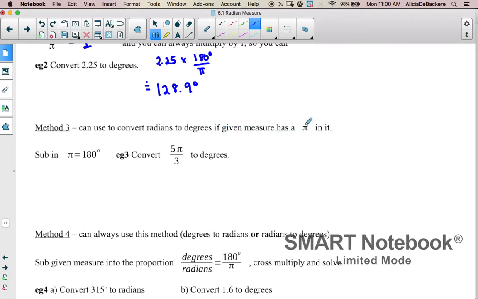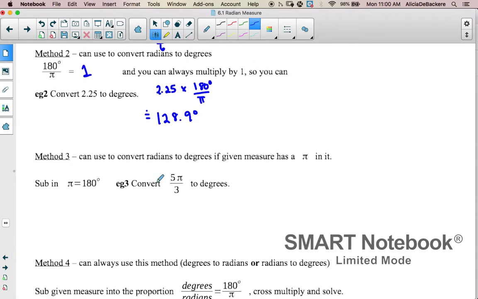So a lot of times when we're given a radian measure, it is given to us with a pi in it. And we're going to keep working with this so you'll get more familiar as we go along. For this method, if there's a pi in it, I'm just going to sub in that pi is the same as 180 degrees to do my conversion.